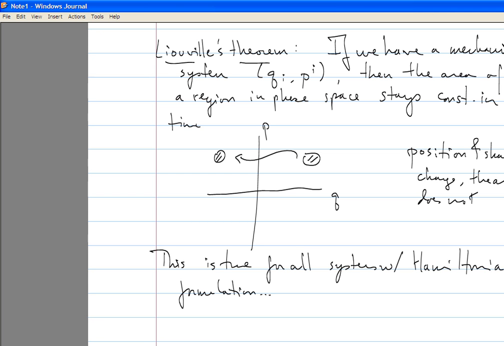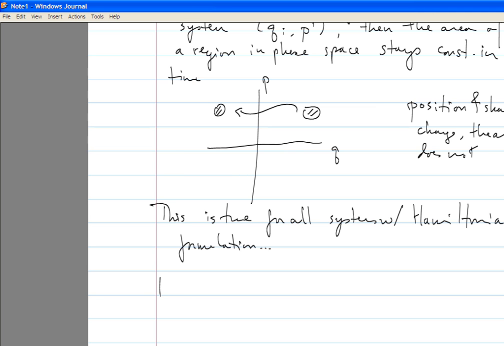So one of these tools is Liouville's theorem, and the next tool that I would like to discuss is the Poincare Recurrence Theorem.